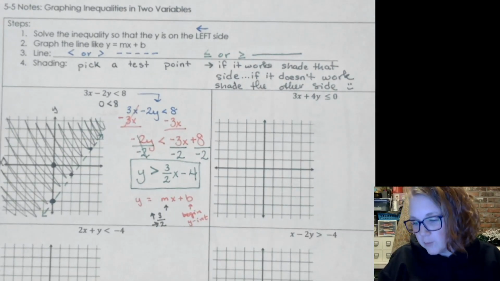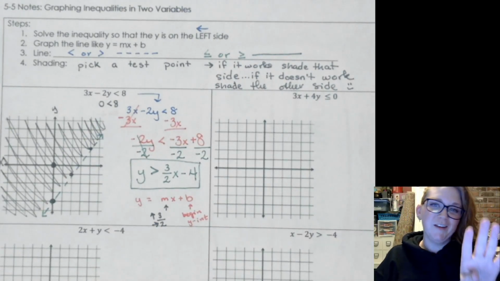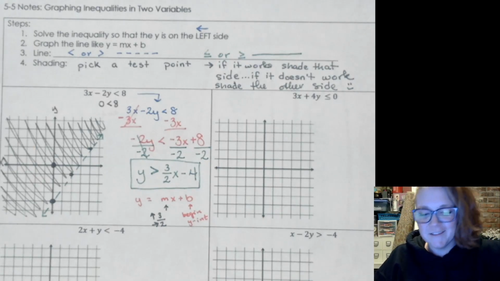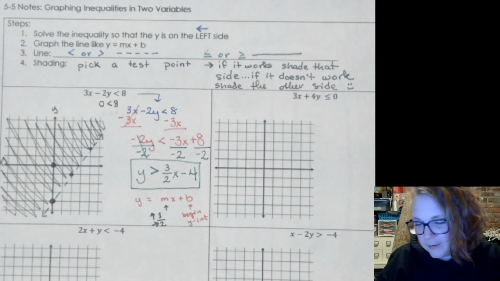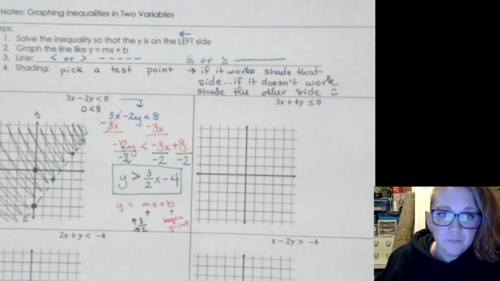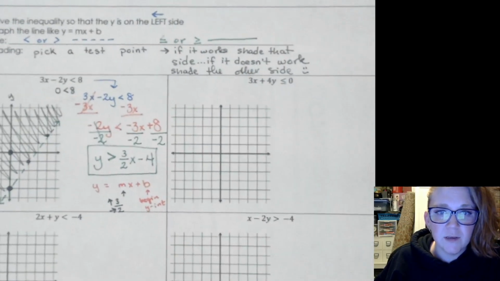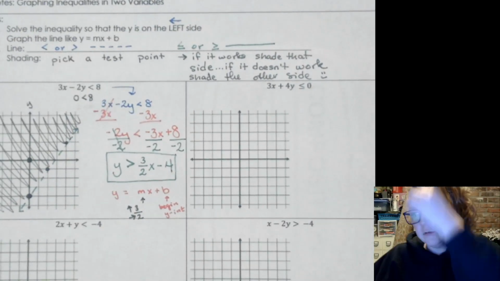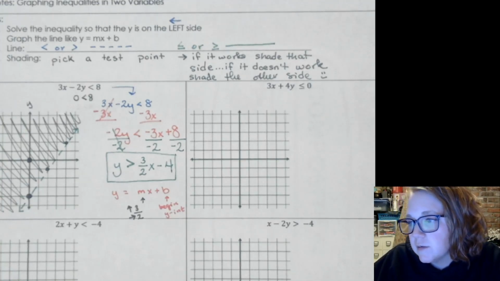Okay, so now we're gonna repeat this process 4 more times. We got this. Okay, so let's do it again. Alright, next one. Now we have 3x plus 4y is less than or equal to 0. So let's see what we get.